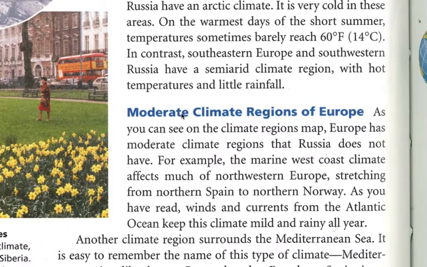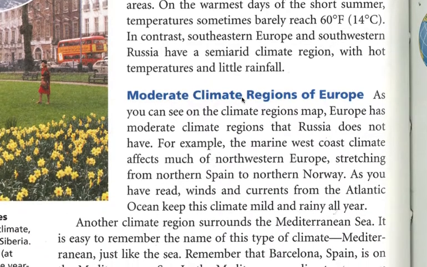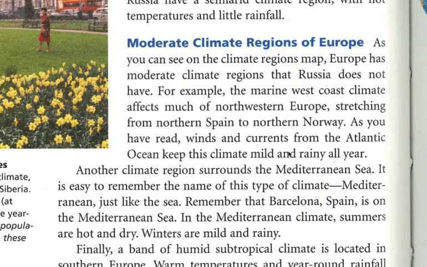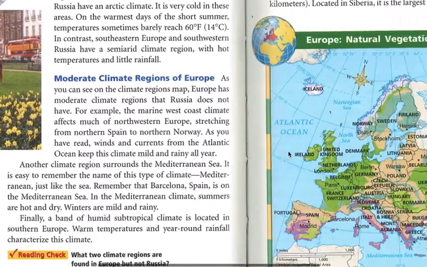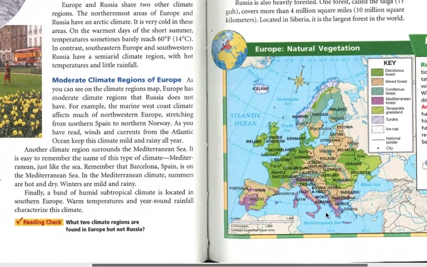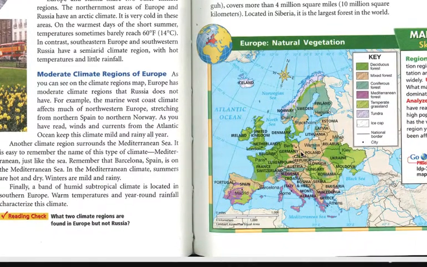Then we have moderate, kind of in the middle, moderate climate regions of Europe. As you can see on the climate regions map, Europe has moderate climate regions that Russia does not have. For example, the marine west coast climate affects much of northwestern Europe, stretching from northern Spain here to northern Norway here. Westerly winds and currents from the Atlantic Ocean keep this climate mild and rainy all year.